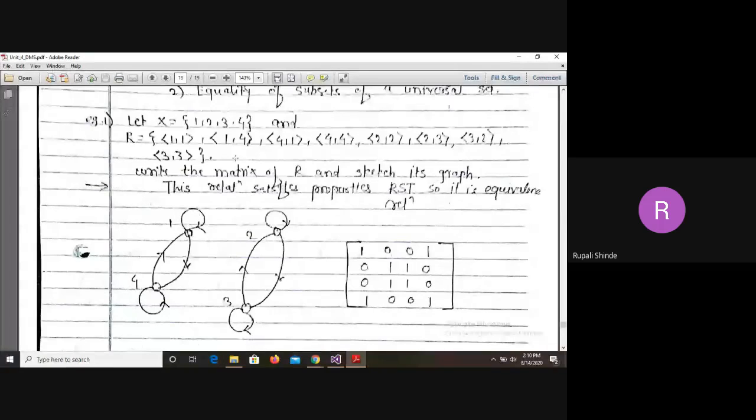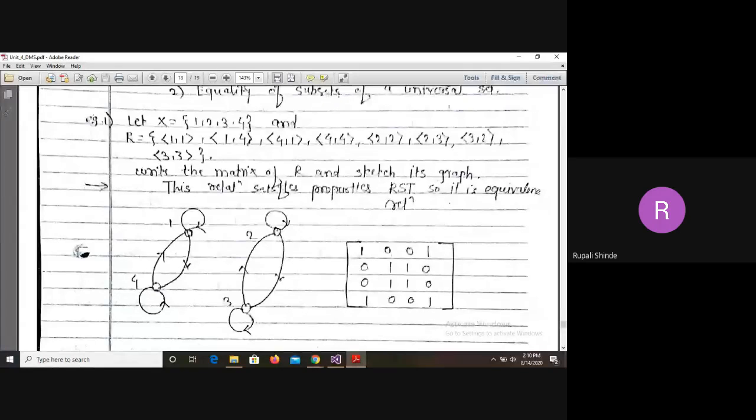Next one is 1, 4. So that arrow should start at 1 and end at 4. Then 4, 1. That ordered pair starts at 4 and ends at 1, so this is the direction of the arrow. And 4, 4, so again there is a self loop at element 4. So this is regarding all these ordered pairs that are related to 1 and 4.